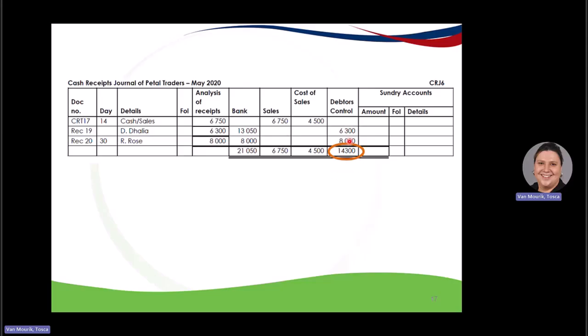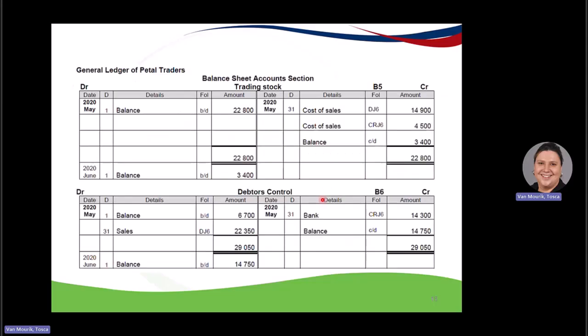So in total for May, we have total cash sales of 6.7 and the corresponding cost of sales with that sales. And then my debtors have now reduced by 14,300. So for my debtors transactions specifically, we have Dahlia and Rose, which is those 2 payments. Let's look at how the general ledger will be.